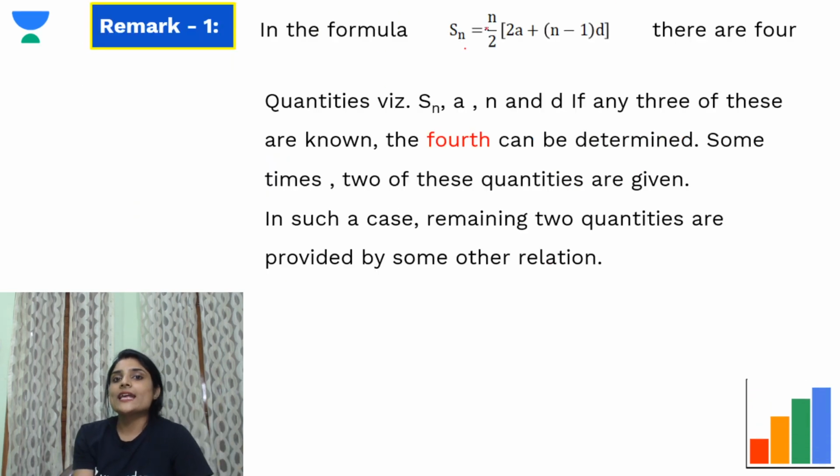In the formula Sn is equal to n by 2 into (2a plus (n minus 1)d), there are four quantities: Sn, a, n and d. If any three of these are given, the fourth one can be determined, same as Tn. Tn also has four things; three will be given and you need to calculate the fourth. So AP completely depends on the formula, not anything else. If you know the formula, you can calculate the value, that's it.